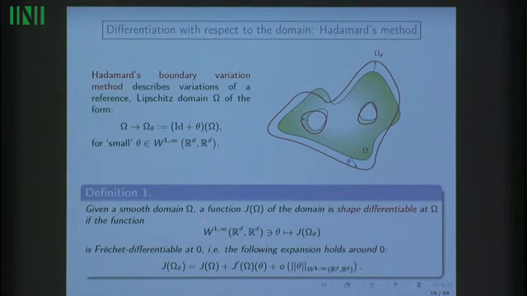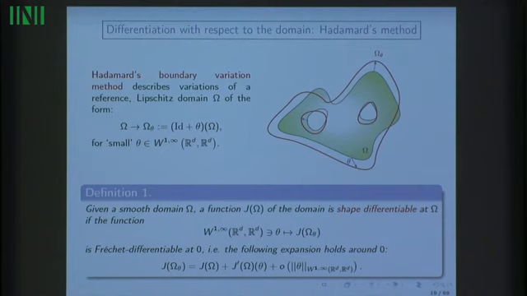So when we are given a reference shape omega, we'll say that a function J will be differentiable at omega if the underlying function of the vector field theta is differentiable with respect to this vector field, which makes sense because we have a vector space. So this gives rise to the following expansion around 0, which is a classical Taylor expansion involving the shape derivative of the considered functional.